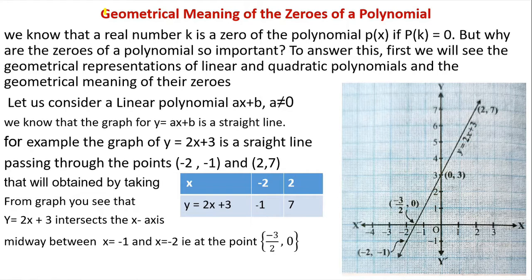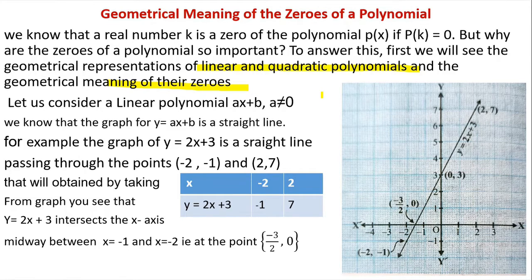polynomial equation. After finding p of k, if we found p of k is equal to 0, then we consider k as the 0 of the given polynomial equation. But have you ever thought, why are the zeros of a polynomial so important? To answer this, first we will see the geometrical representations of linear, quadratic and cubic polynomials and the geometric meaning of the zeros.